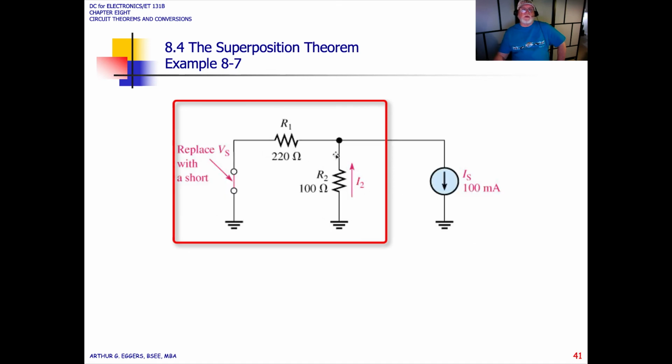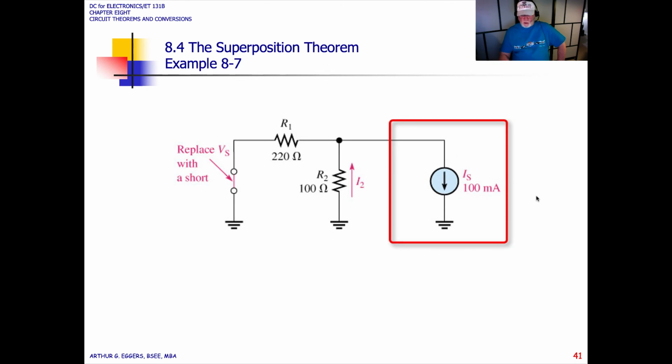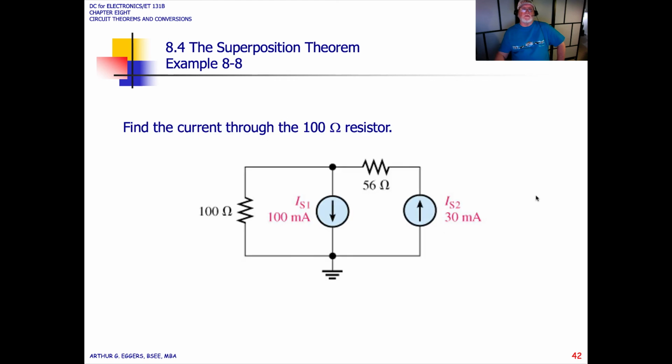Now the second part, just like before, we put a short across the V source 1. In doing that, R1 and R2 are now in parallel, and we can solve with the current divider, knowing that we have our source of 100 milliamps.